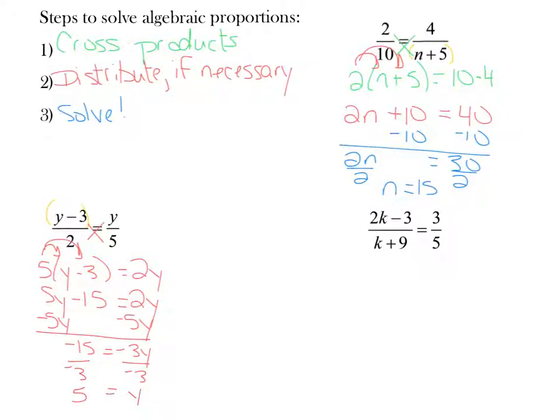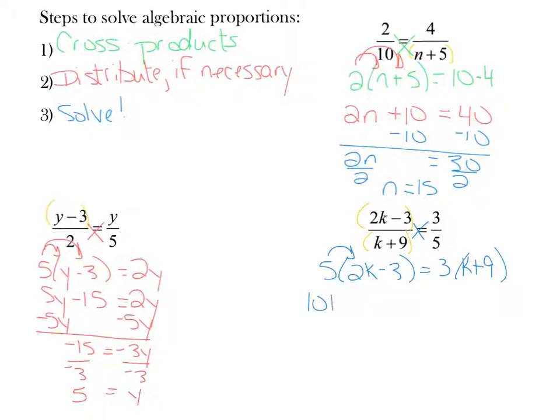All right, here's another one. Notice I've got 2k minus 3, that's in parentheses. k plus 9 is in the denominator, that's in parentheses. So I am going to use cross products. I get 5 times (2k - 3) equals 3 times (k + 9). So I have two sets of distributive property here.